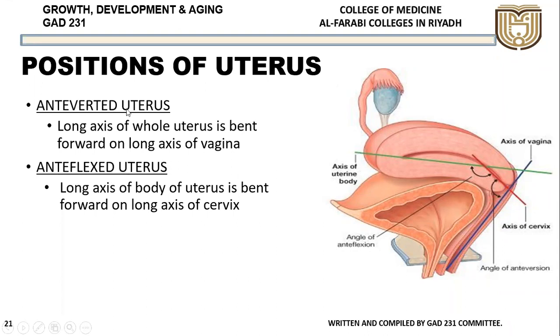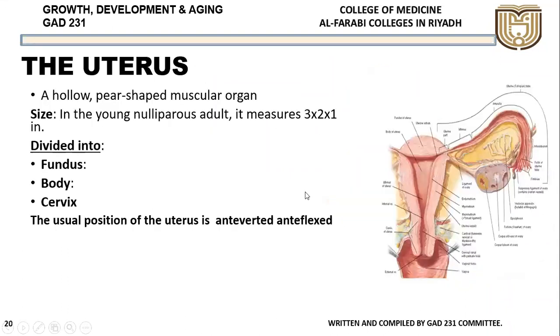Anteflexion. So anteverted means the long axis of the whole uterus is bent forward on the long axis of the vagina. This is the vagina and the cervix. Then the anteflexion: the long axis of the body of the uterus is bent forward on the long axis of the cervix. This is the cervix. So this is called the anteflexion. This is the normal position. The usual position of the uterus is anteverted and anteflexed.